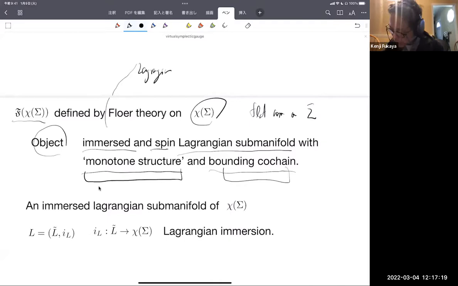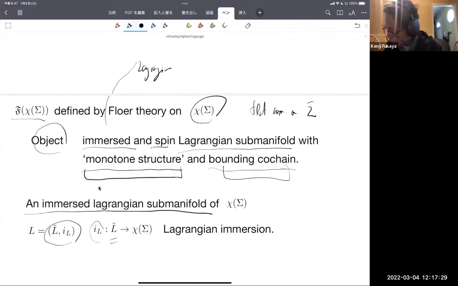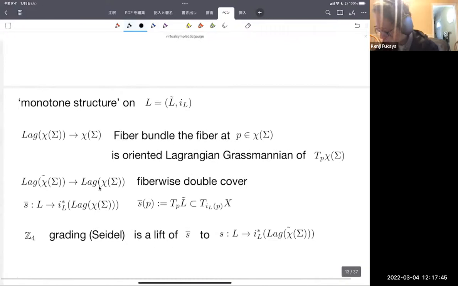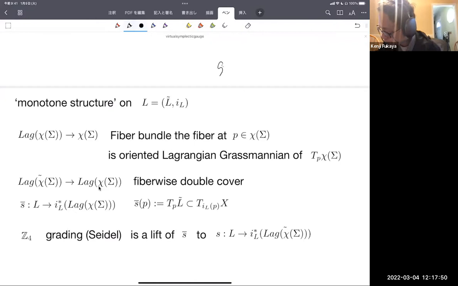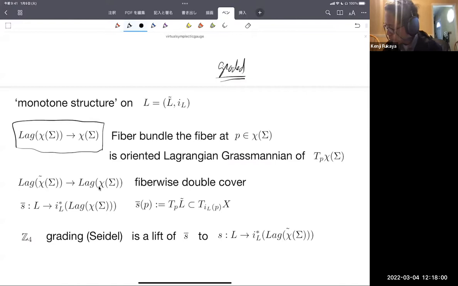So what is the monotone structure? Really first, an immersed Lagrangian submanifold is a pair L tilde and iota_L, where L tilde is a smooth manifold and iota_L is an immersion, and I assume it's of this dimension, so it's a Lagrangian immersion. So let me recall a bit about grading. Paul Seidel defined the notion of a graded Lagrangian submanifold. In this case, we first consider this fiber bundle over chi of sigma, whose fiber at a point is the oriented Lagrangian Grassmannian of the tangent space. The tangent space has a symplectic structure, and given a linear symplectic structure, you have the oriented Lagrangian Grassmannian, the moduli space of linear Lagrangian subspaces.